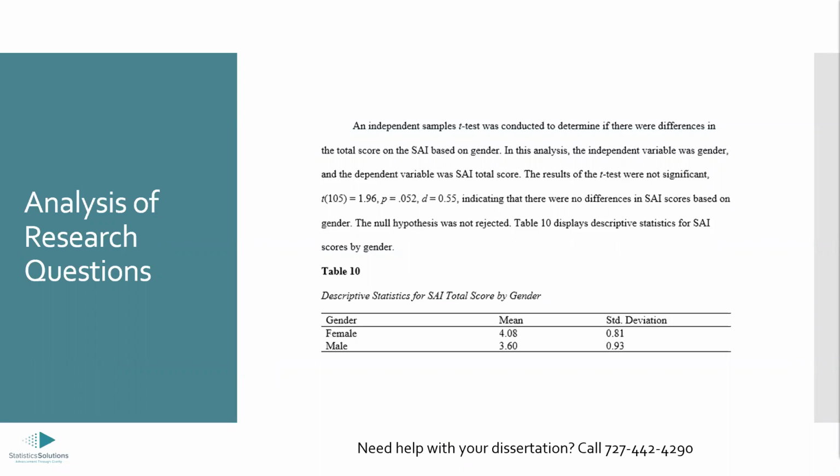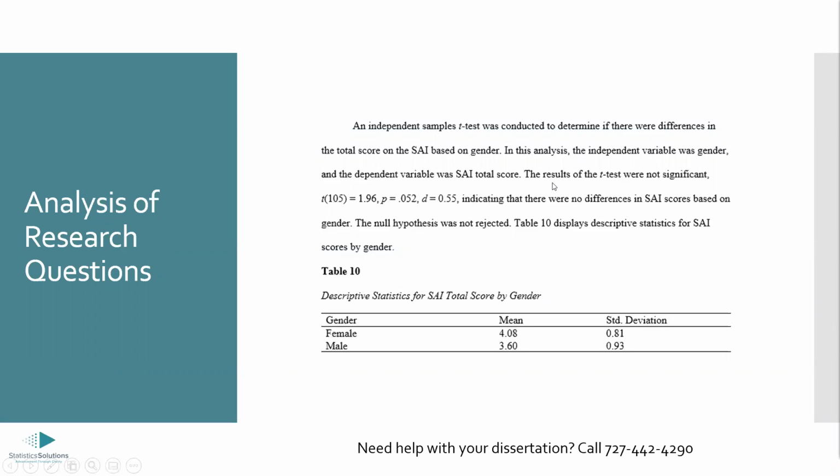Now let's take a look at some examples of how you might write up the results for a couple of different analyses. So let's start with an independent samples t-test. Here, we first start by stating what analysis we're doing, and we also state our independent and dependent variables. We present the results of our t-test.